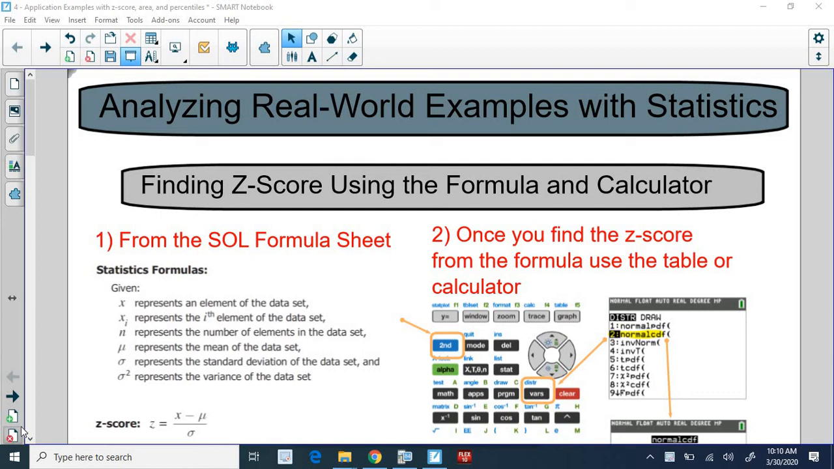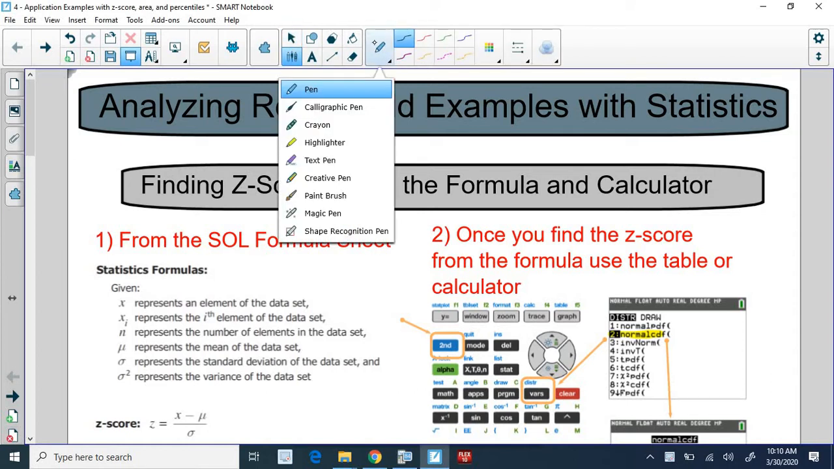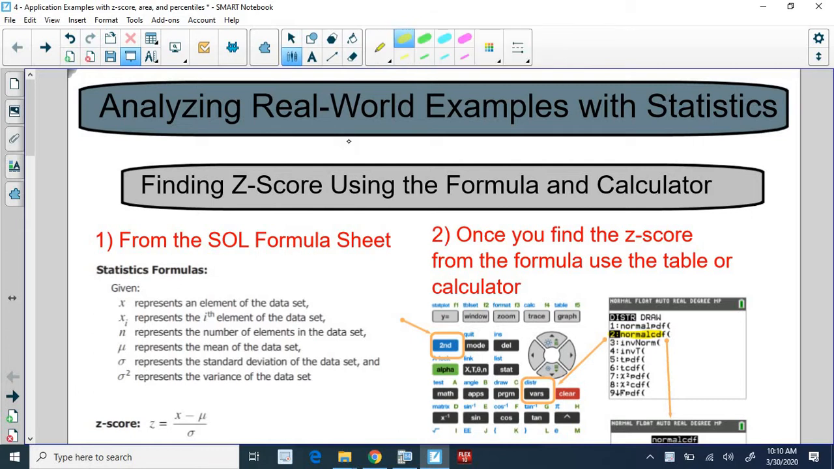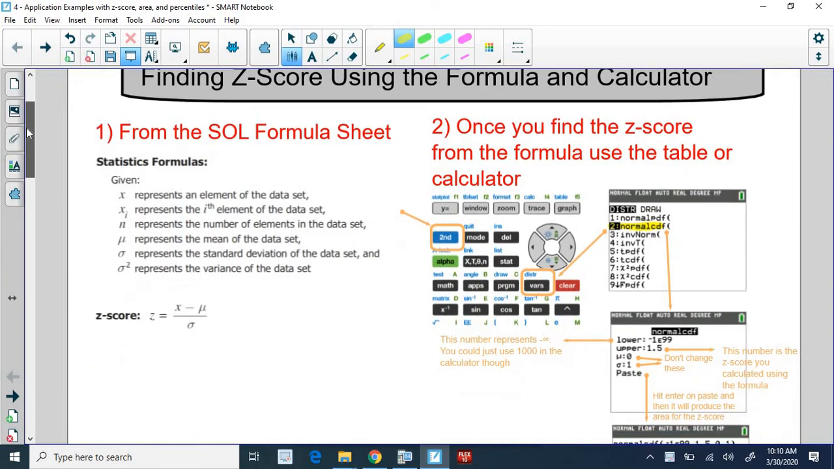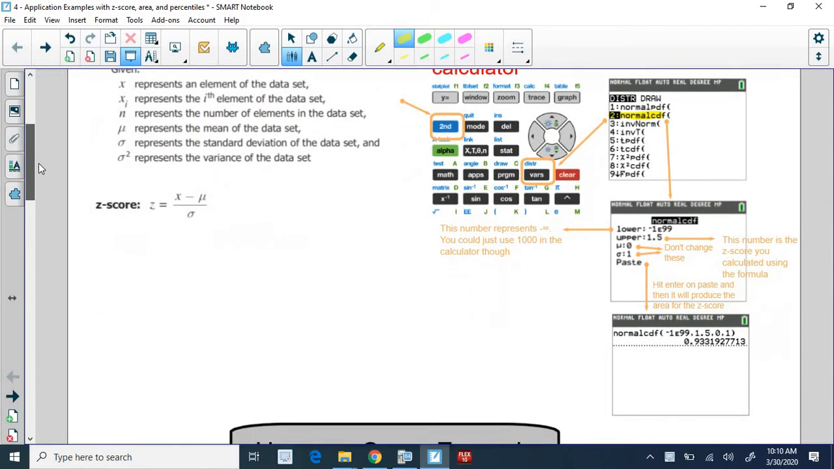Alright, this video is going to focus on analyzing real-world examples with statistics. And as you can see at the beginning of this video, I just have a quick little snapshot of how to use the calculator for doing this analysis. I'm going to focus mainly on the calculator, but you can use the chart. If you want to see that, in the previous video, you can. Alright, so let's take a look at an example.